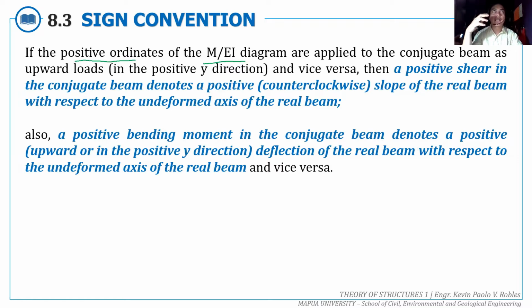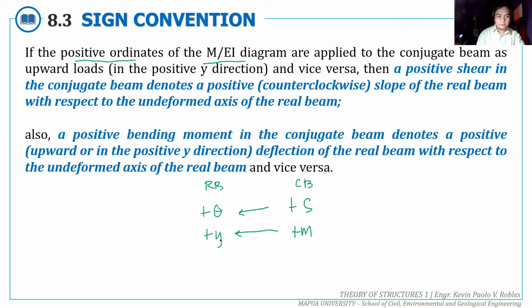So pagka nakuha natin is ang sign ng shear sa conjugate beam is positive, 'di ba? So ibig sabihin pagka positive shear sa conjugate beam, so that means positive din yung slope. No? Kapag nakuha nating moment sa conjugate beam is positive, that means positive din yung deflection. Deflection or delta. Tawagin natin delta. Okay? So, yung sign convention natin sa area moment method will still remain dito sa conjugate beam.